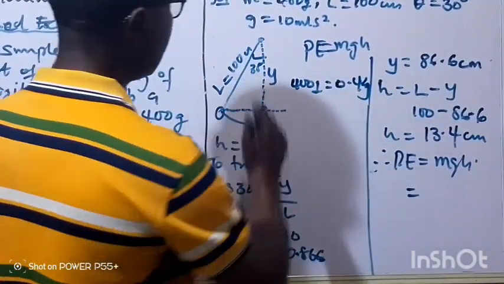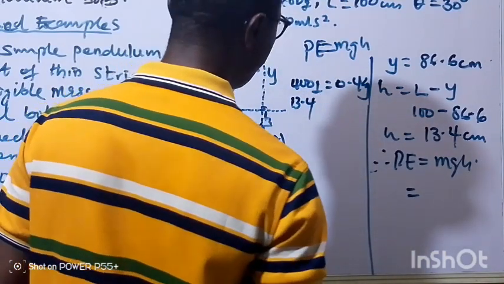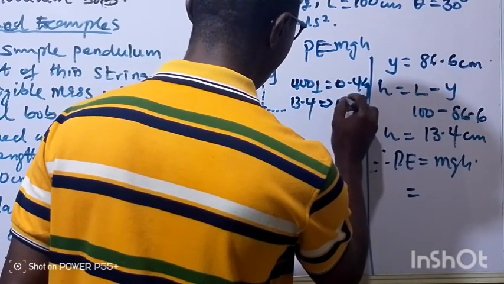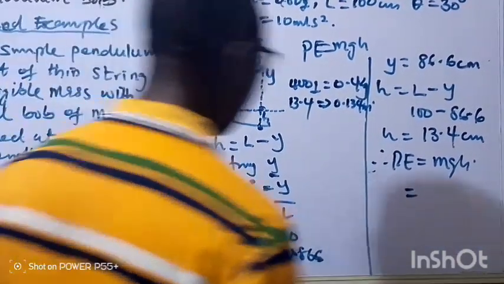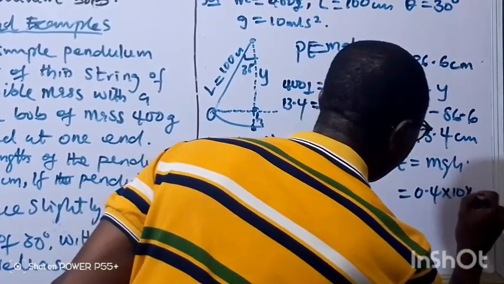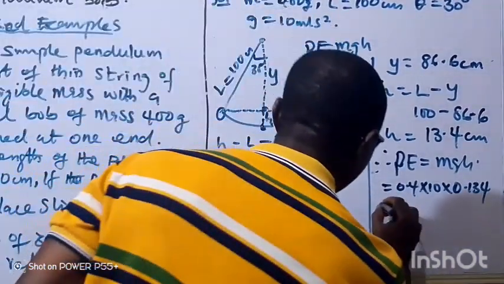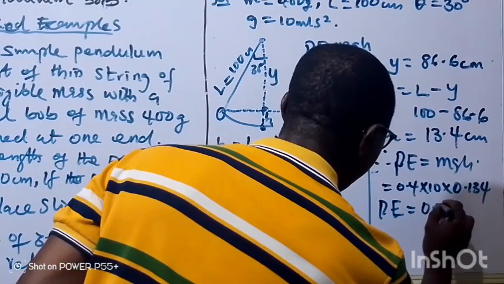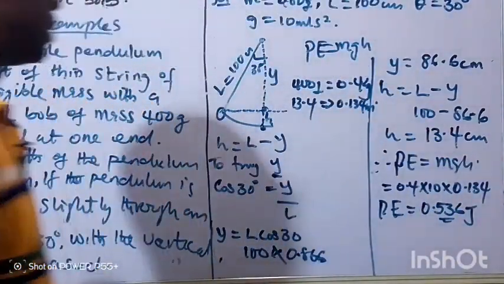And 13.4 centimeters converted to meters is divided by 100, that is 0.134 meters. So applying all this, we are going to have 0.4 multiplied by 10 multiplied by 0.134. Now the potential energy at that position of the ball will be equal to 0.536 joules. That is the potential energy.